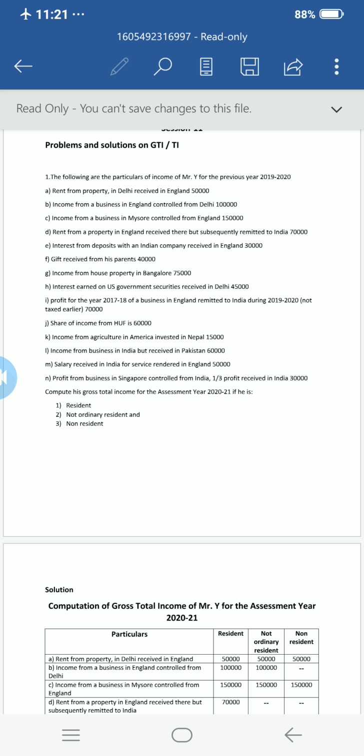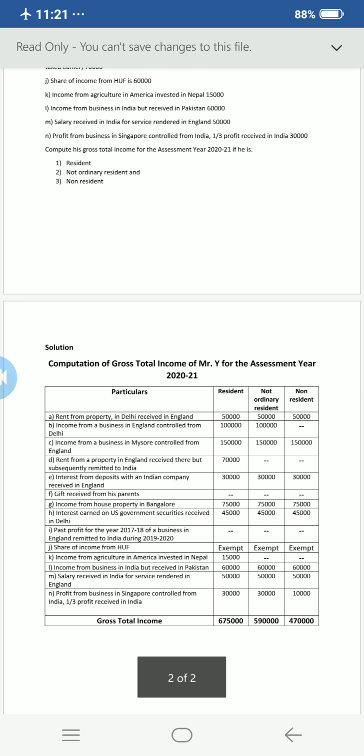Then third one, C. Income from a business in Mysore controlled from England. Business in Mysore. I am saying once again, business in Mysore means it is an Indian income, controlled from India, whatever may be, England. But the income which is earned in India is an Indian income, so taxable for each: resident, not ordinary resident and non-resident. So rupees 1,50,000, 1,50,000 and 1,50,000.